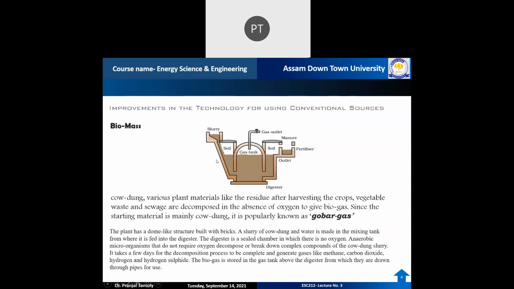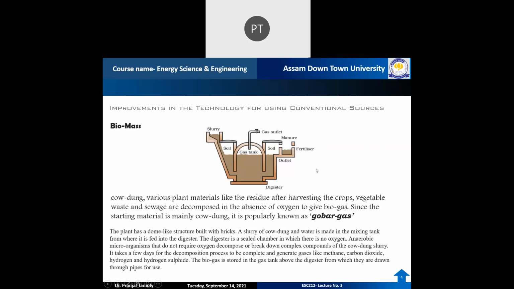There are some improvements in this conventional source of energy. One improved method of conventional source of energy is biomass. So what is biomass? We generally call this gobar gas. Cow dung and various plant matter, like the residue after harvesting crops, vegetable waste, and sewage, are decomposed in the absence of oxygen to give biogas. Since the starting material is mainly cow dung, it is popularly known as gobar gas.